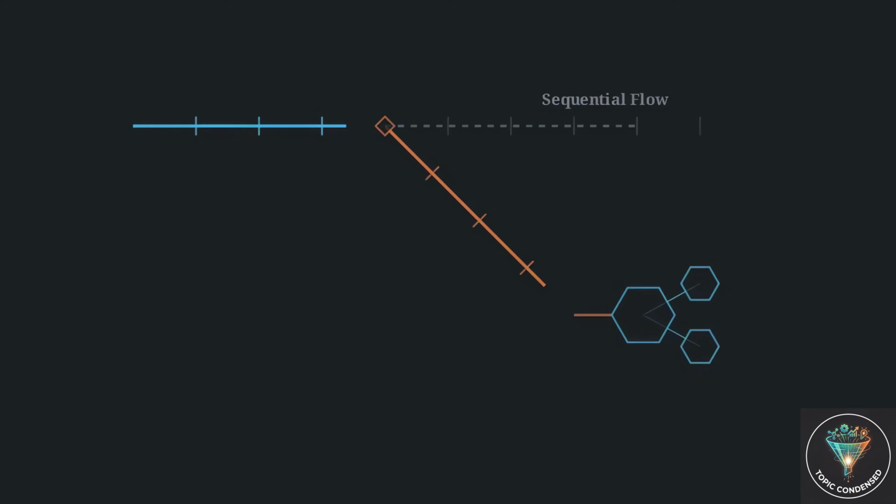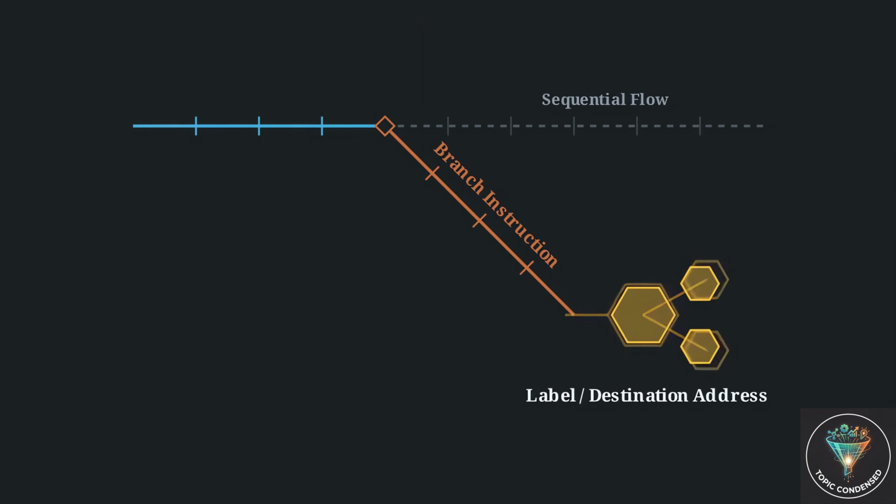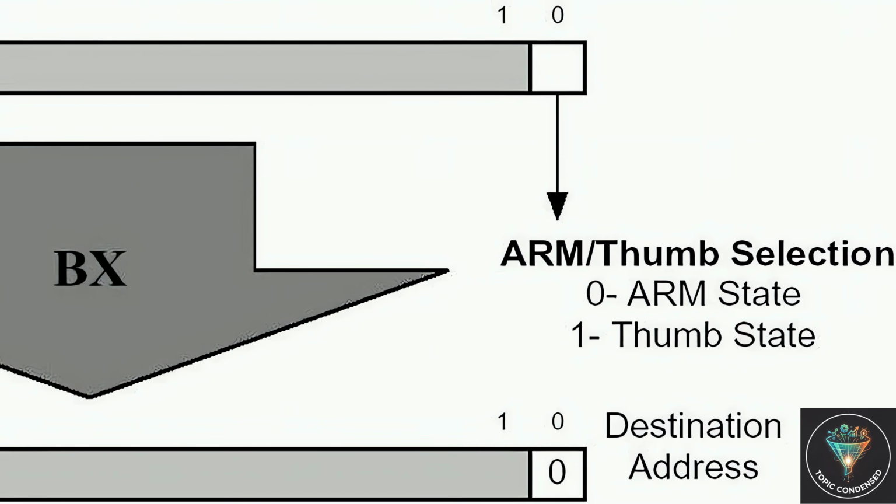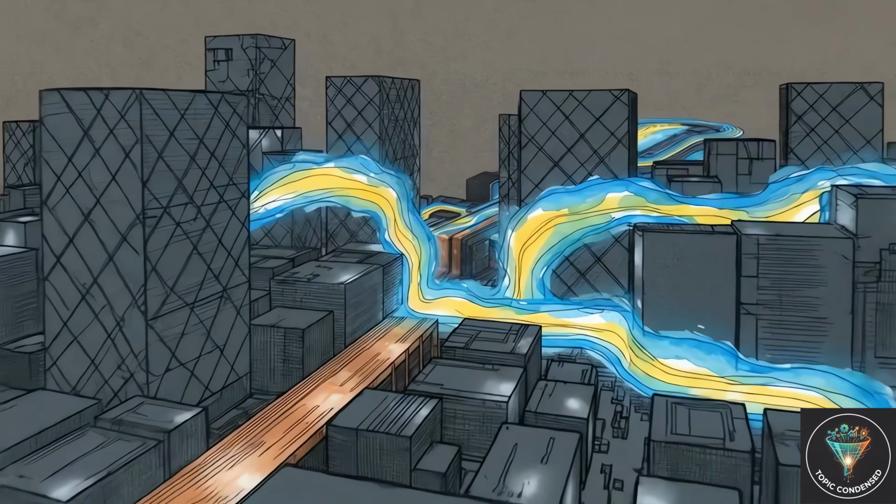It uses flow control, specifically branch instructions, to navigate its own logic and determine the next step in the execution cycle. Here is the diagram for the branch and exchange instruction. Notice bit 0 at the end of the destination address. Manipulating that single bit swaps the processor's execution state, shifting it between standard 32-bit ARM mode and the compact 16-bit thumb mode. Software instructions are strict, rigidly defined triggers.